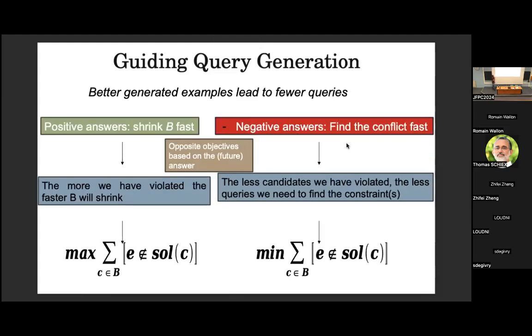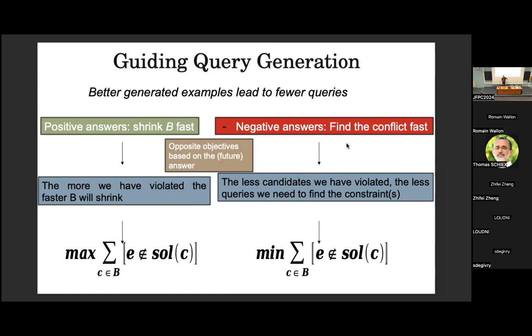It's not fully aligned, but why is that? There's actually two conflicting goals. Imagine that you know what the user will answer. You don't, but imagine that you know. If you know that the user will answer yes, then the best thing to do would be to generate a partial query that violates as many constraints as you can, because if the user answers yes, you can throw all of them away. Okay. So that's when this objective, maximize the number of constraints that are violated, is a good one.